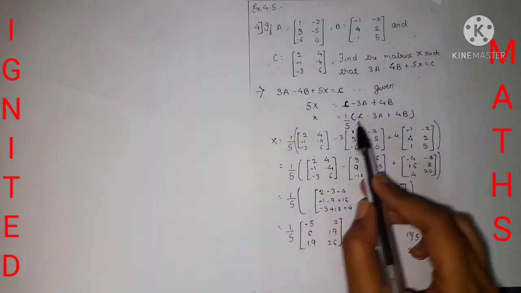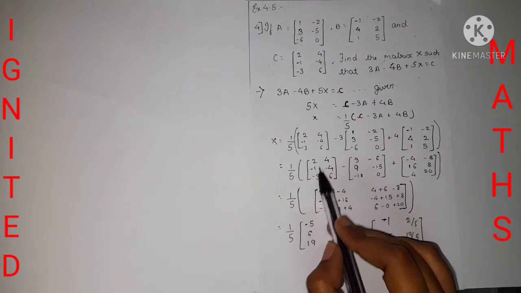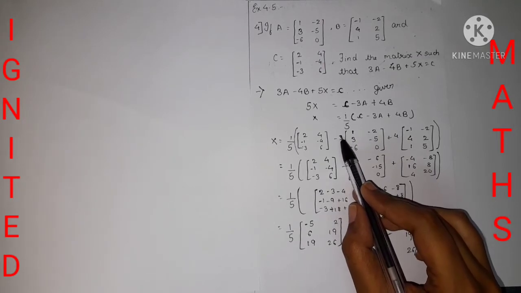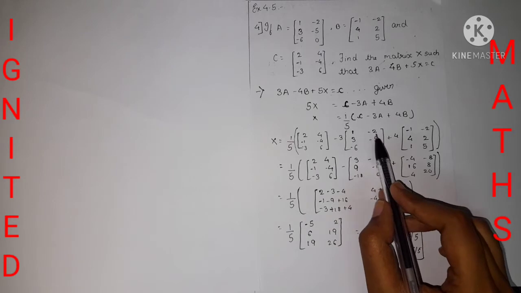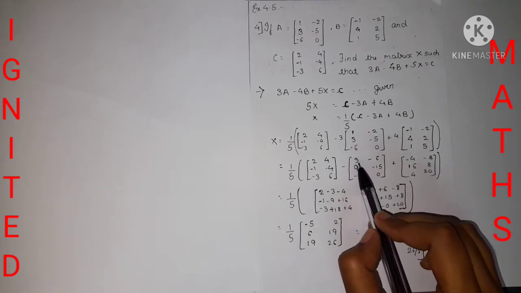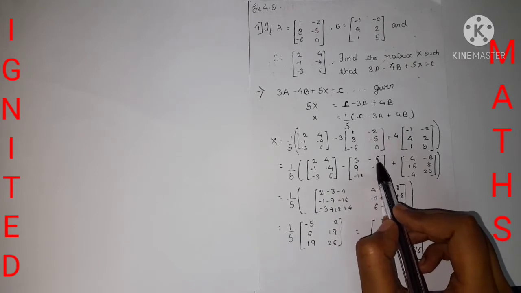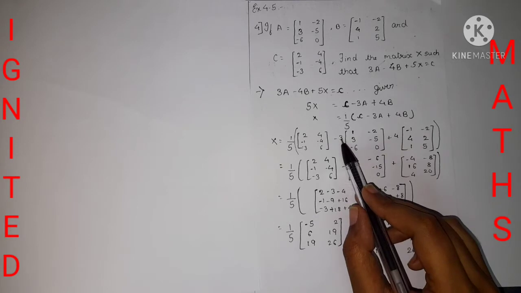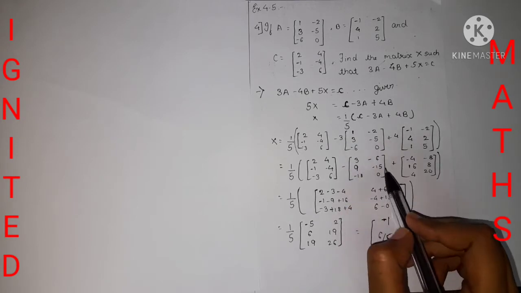Okay, now this term I will write as 3 times the matrix. We need to do scalar multiplication with the matrices, so this 3 should be multiplied with each and every element of the matrix. After doing the multiplication, 3 into 1 is 3, 3 into minus 2 is minus 6, 3 into 3 is 9, 3 into minus 5 is minus 15, 3 into minus 6 is minus 18, and 3 into 0 is 0.